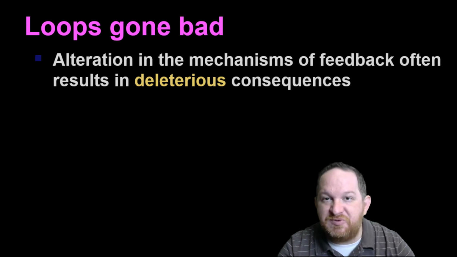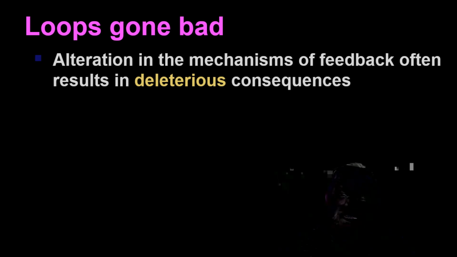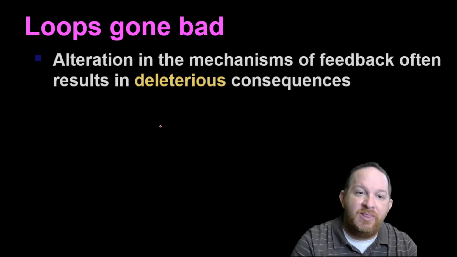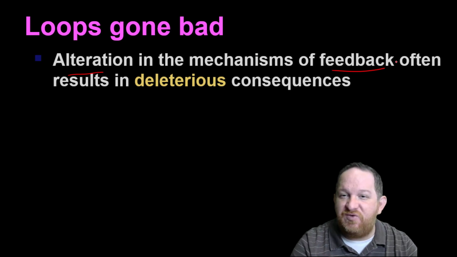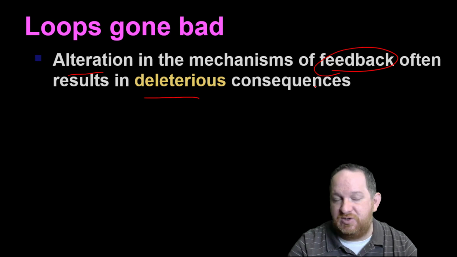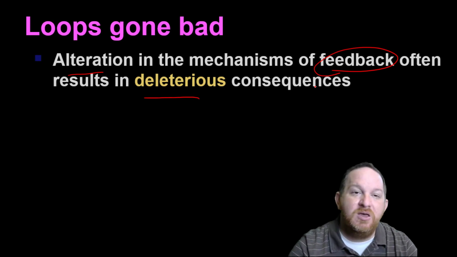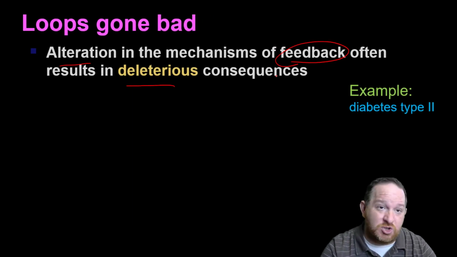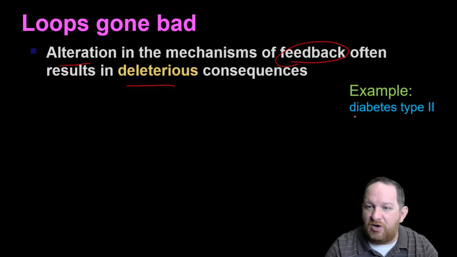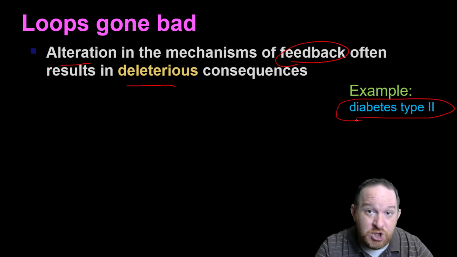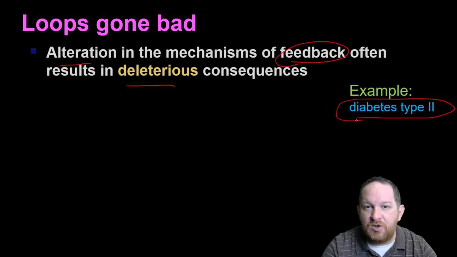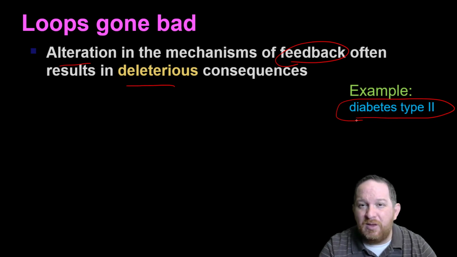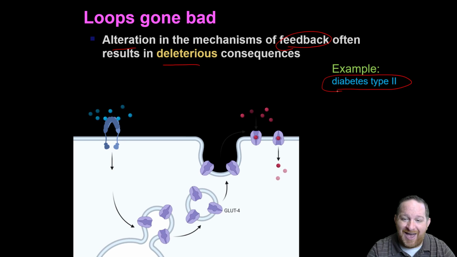So even though these loops have been pretty well preserved and selected for through evolution, occasionally loops can go bad in the body. So when there is an alteration in these feedback loops, we can have deleterious consequences, right? It can be bad news. And one example I want to give you is what happens to this blood sugar loop if it goes bad. And you've probably heard of diabetes. Diabetes type 2 is a particular example that I want to use today because we can see a blood glucose sugar loop that's really gone bad.